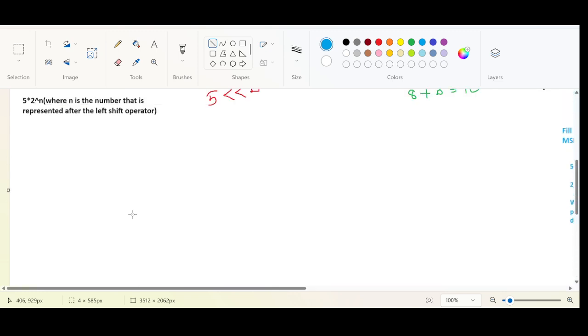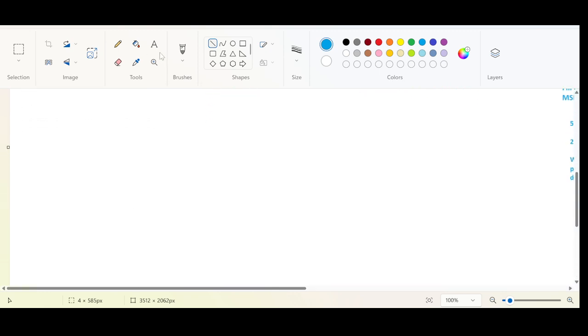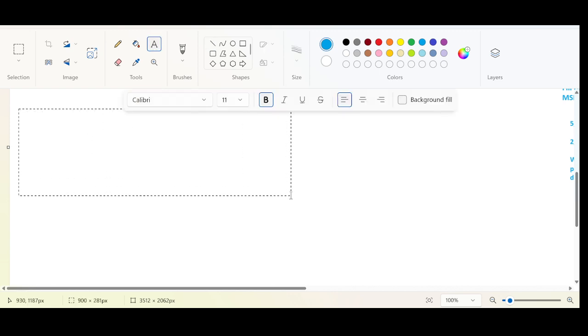So let me use this space. This is for the same right shift operator for a negative number. In our example, you are going to take the same example, right? The example is minus 5 right shift of 1.